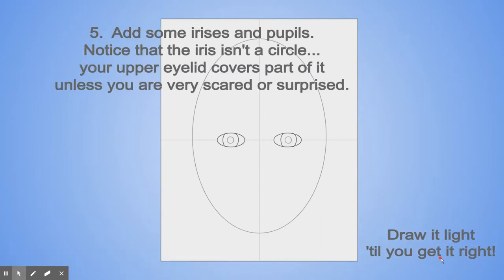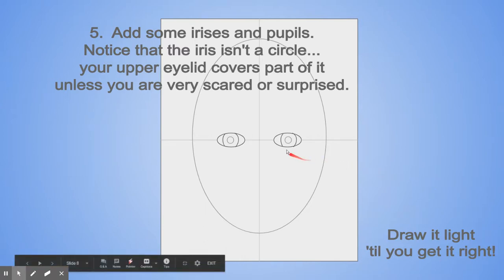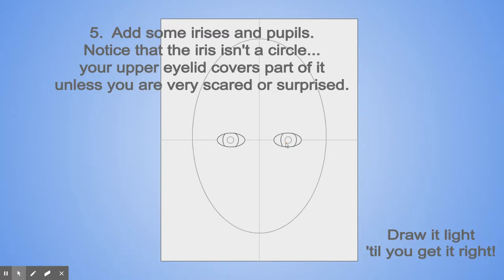Let's add some irises and pupils just to kind of placehold right now. These aren't meant to be an accurate picture of anybody. We're just showing where things are. And you notice that your pupils aren't circles. You can't see the whole pupil at once unless somebody's extremely scared or just had a bad facelift. Otherwise, you're only going to see part of the eye.